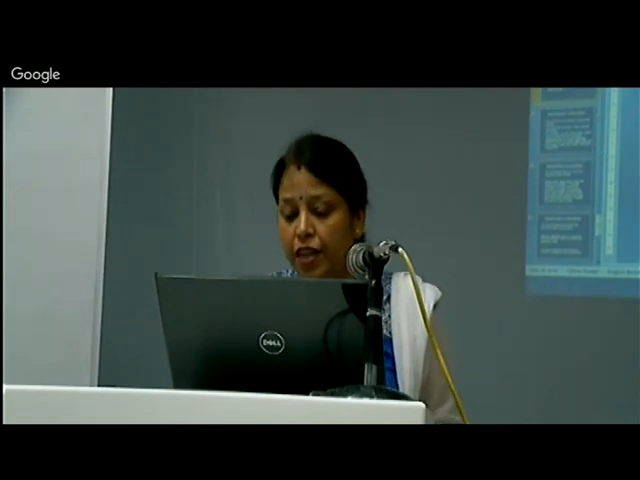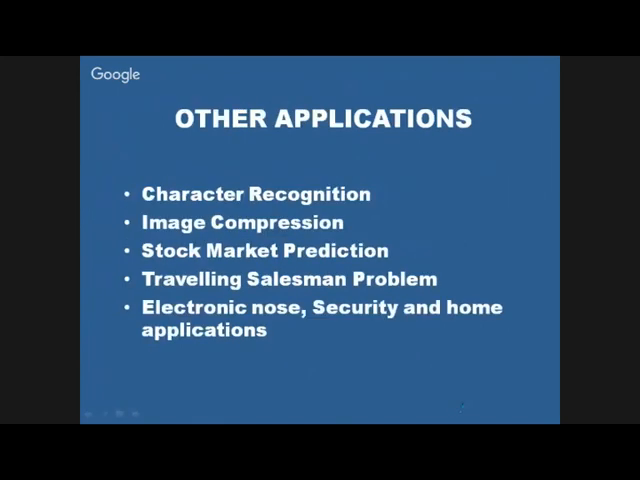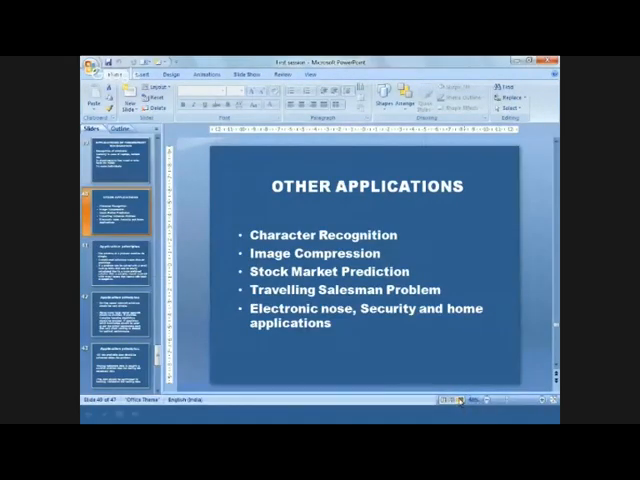So next are the other applications. What are the other applications? Other applications are recognition of criminals, security in the case of laptops and lockers, and in elections, who has voted or who has not voted, to count individuals. There are different types of applications where we can use fingerprint recognition. And the other applications of neural network are character recognition, image compression, and stock market prediction. For prediction purposes, neural network is widely used, for earthquake prediction and stock market prediction. Another important function is the traveling salesman problem, or the electronic nose, security and home applications. For these purposes also, we use the neural network.